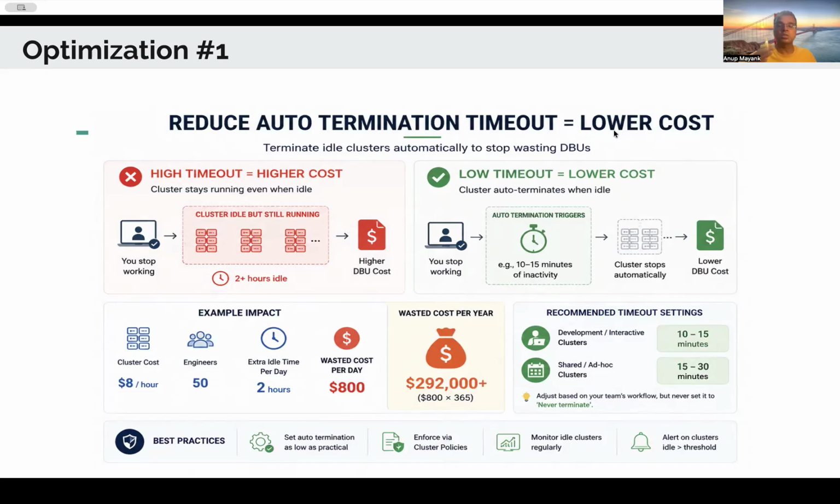Your cluster will auto terminate after this time if there is no activity happening, and you are effectively saving the cost. This is one of the easiest ones, and it can easily save hundreds of thousands of dollars per year. So yeah, please take care. Number one is reduce the auto termination timeout.